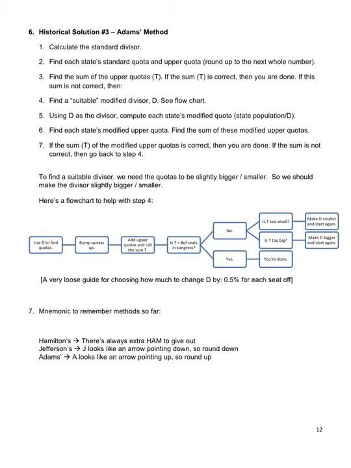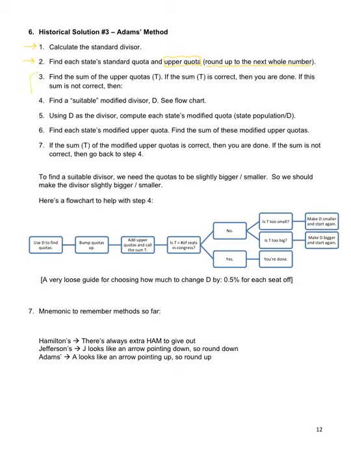All right, so historical solution number 3 is Adams' method. And note that the first step is the same as Hamilton's and Jefferson's. You've got to find your standard divisor. But step 2 is a little bit different. You're going to find each state's standard quota, which is the same, but then you're going to use the upper quotas, and this is different. Hamilton's and Jefferson's use the lower quotas. Adams uses the upper quotas, which are what you get when you round up to the next whole number. So if you round your standard quota up to the next whole number, you get your upper quotas.